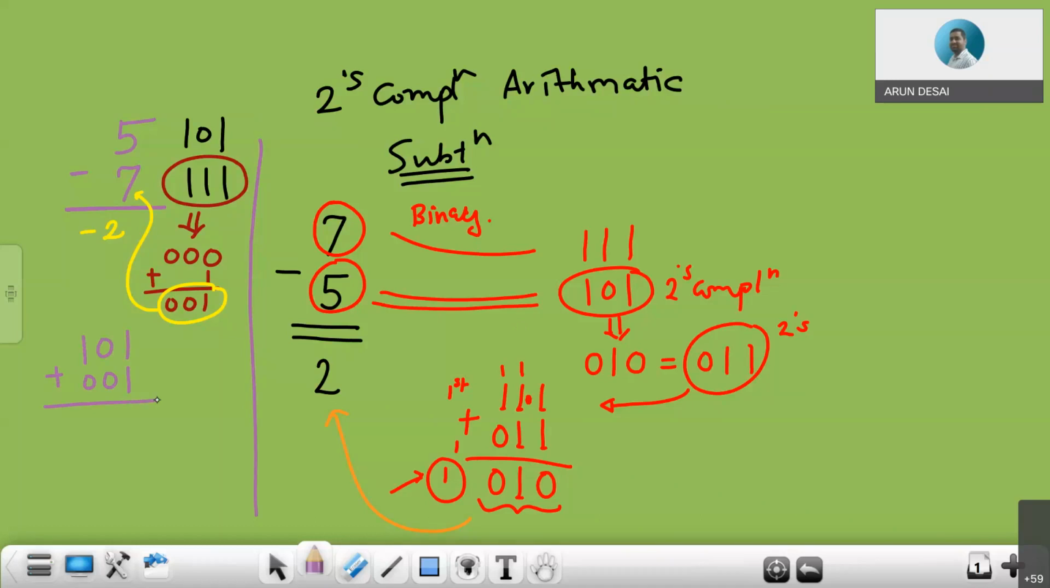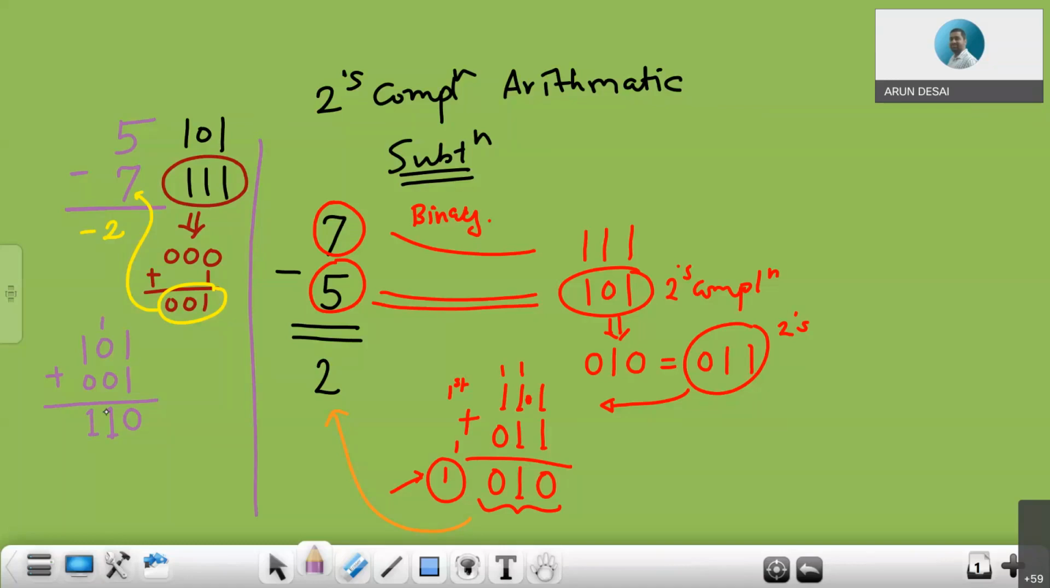So what is the next step? What is the next step? 1 plus 1 is 0. Carry 1, right? 1 plus 0 is 1 and 1 plus 0 is 1. Now the result is 110 and carry is not generated.